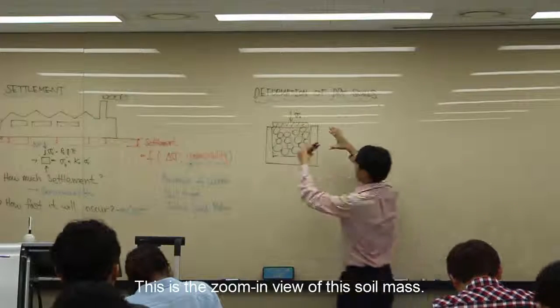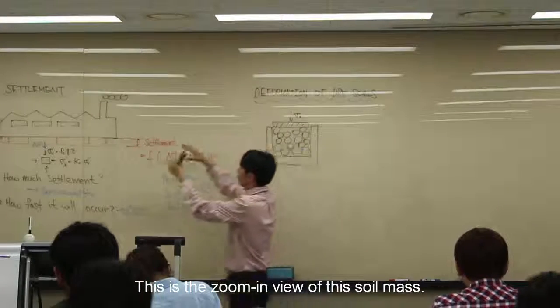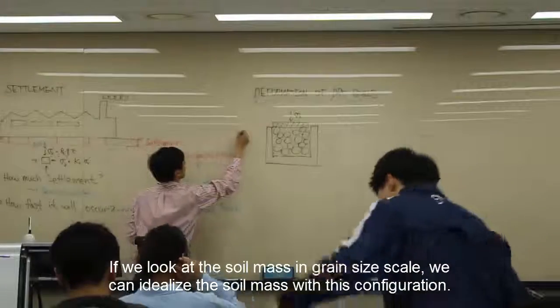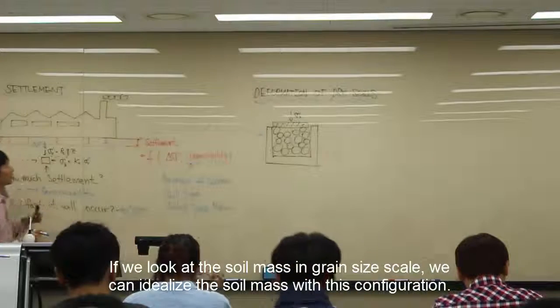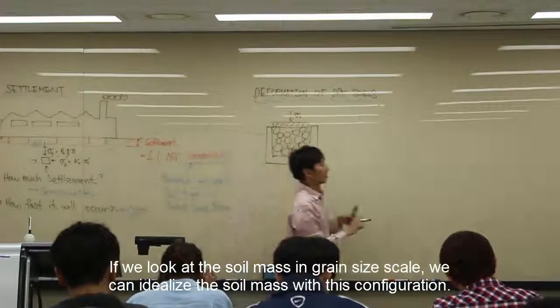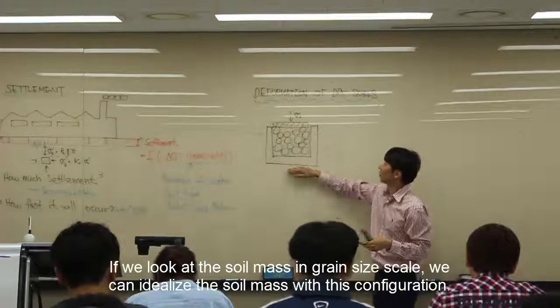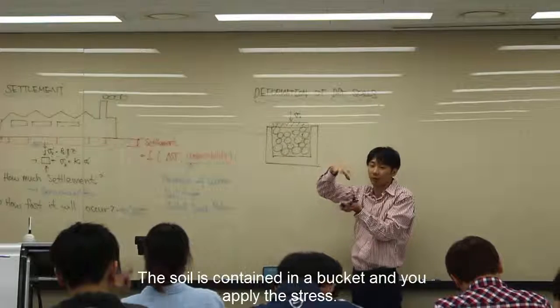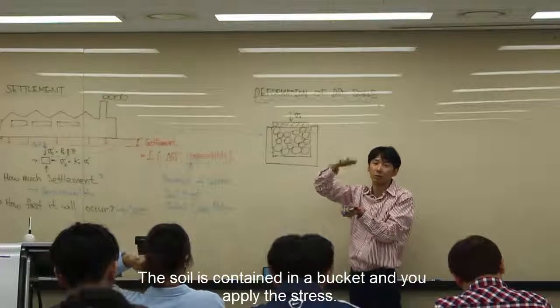So this is a zoomed view of the soil mass. If we look at the grain size scale of the soil mass, then we can idealize the soil mass with this configuration. So the soil is contained in the soil bucket, and we apply the stress.